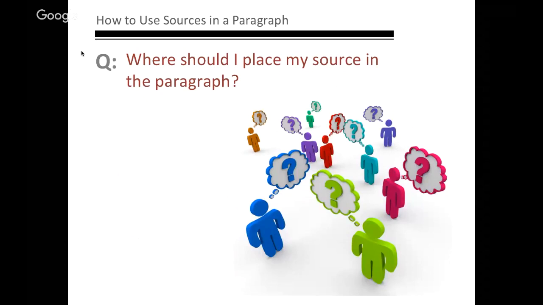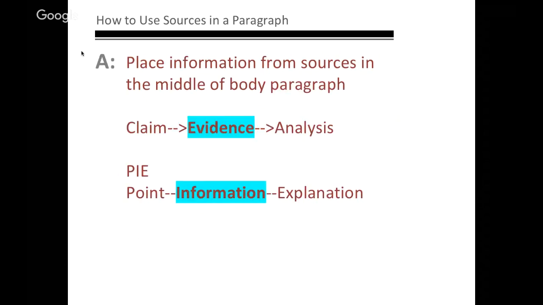Our next question is, where should I place my source in the paragraph? Although the assignment type, field of study, and genre can affect the placement of research or information from a source in a body paragraph, in general, it is helpful to discuss research or evidence from sources in the middle or interior section of a paragraph. Common models for this method include claim, evidence, analysis, and PIE, point, information, explanation.